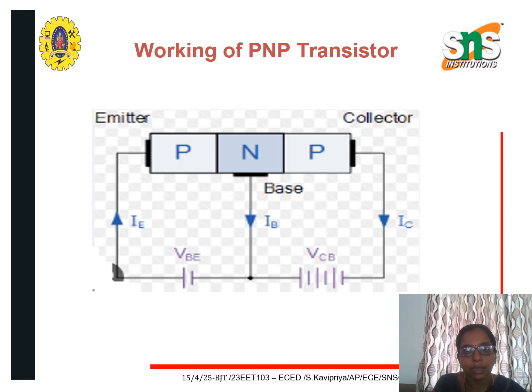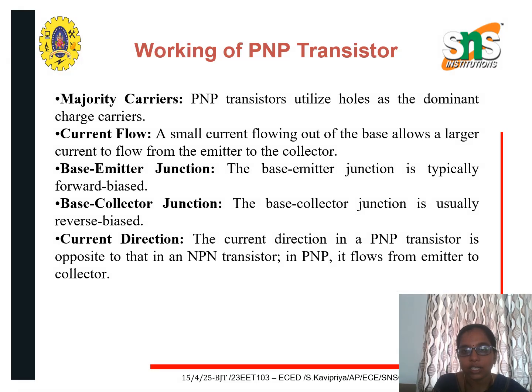And next is the PNP transistor. In case of PNP transistor, the majority charge carriers are holes, and the current flowing out of the base allows a larger current to flow from emitter to collector. The base-emitter junction is forward biased and the collector-base junction is reverse biased. The current direction in PNP is opposite to that of the NPN. In PNP, it flows from emitter to collector.